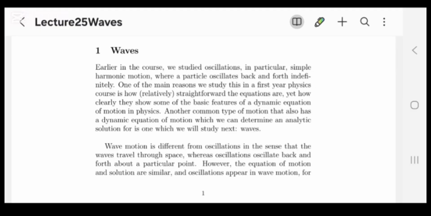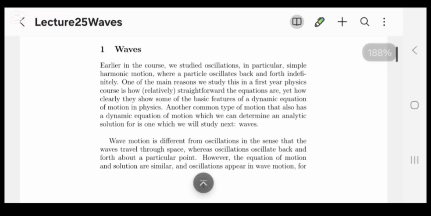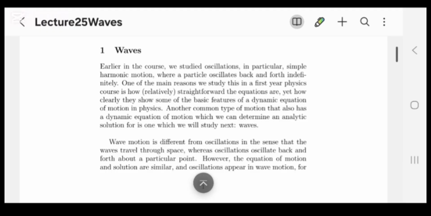But yeah, let's get into this topic of waves, which is an important topic, not just in this course, but in physics and engineering. It's actually one of the most historically important types of things we can model. Now, we started the course talking about oscillations, right? We had stuff going back and forth indefinitely that we could represent with some equation of motion.